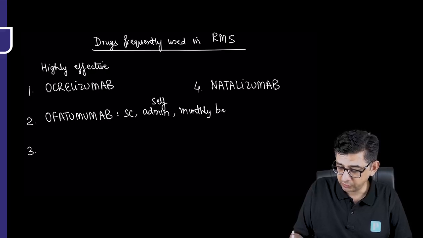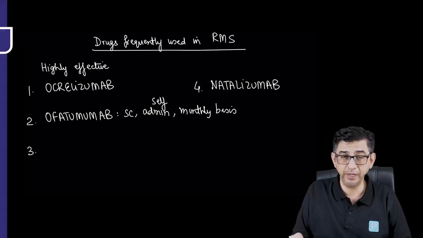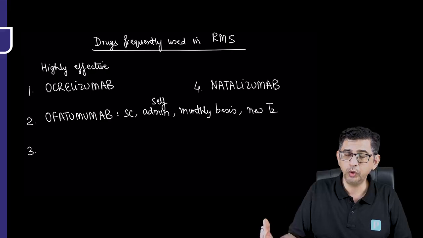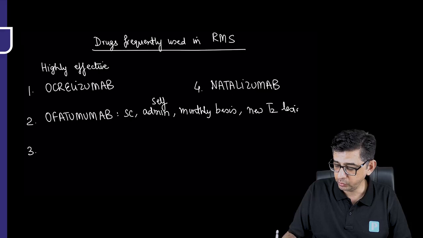And the advantage of ofatumumab is that it will decrease the MRI burden in the patient. It will decrease the new, in fact, this is important MCQ wise, which drug as a monoclonal antibody in the relapsing variety of multiple sclerosis will decrease the new T2 lesions.